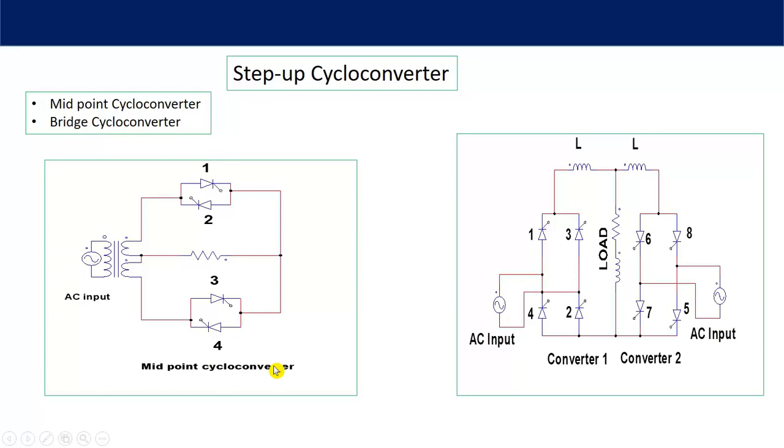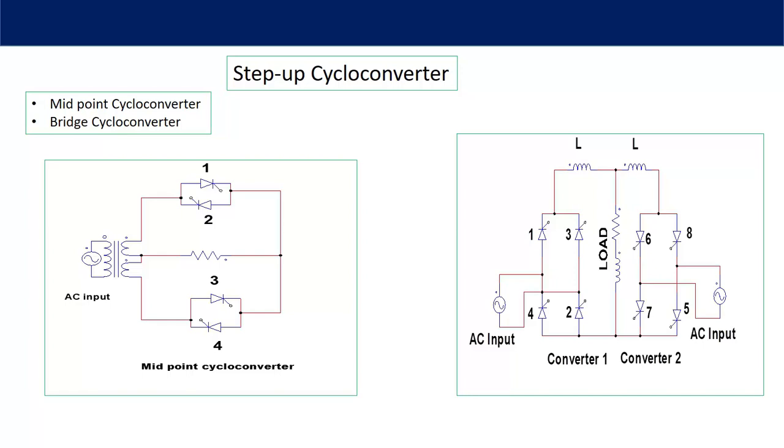In midpoint type cycloconverter, here you can see there is a three winding transformer. This is your primary winding and these are your secondary windings. And the turns ratio is 1:1:1. So if the input voltage is Vm sin theta, then here also it will be Vm sin theta and here the same voltage you will get. And the polarity of the output voltage also will remain same.